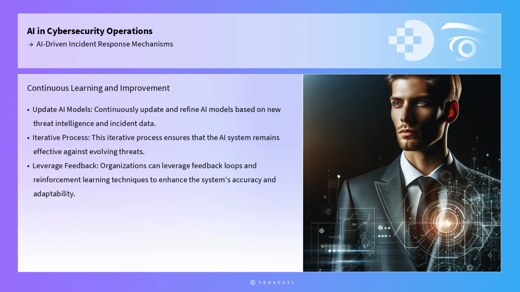5. Continuous learning and improvement. Continuously update and refine AI models based on new threat intelligence and incident data. This iterative process ensures that the AI system remains effective against evolving threats. Organizations can leverage feedback loops and reinforcement learning techniques to enhance the system's accuracy and adaptability.